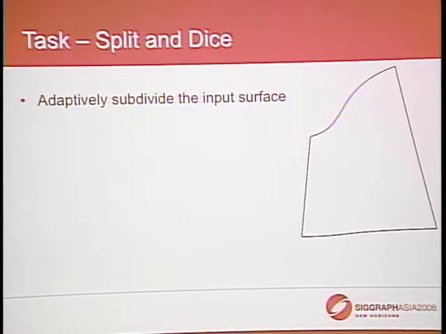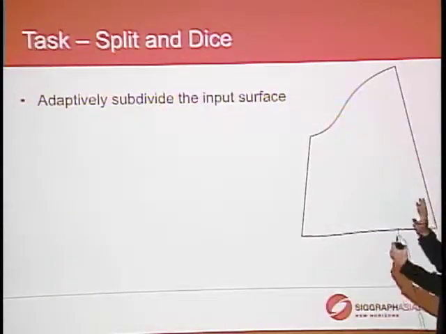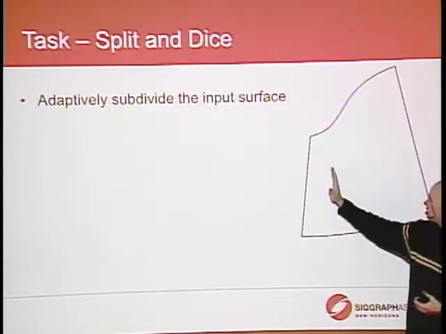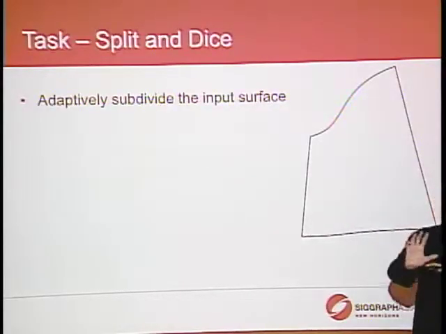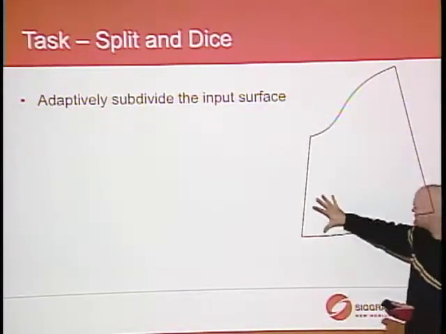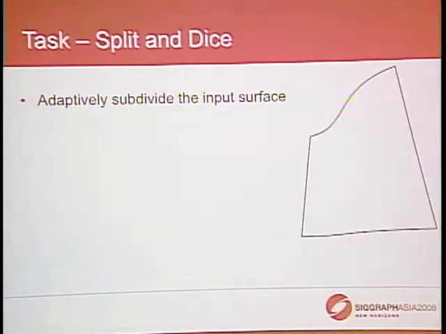The problem is, let's say this part is much closer to you and this part is much farther away from you. We'd want to subdivide this part very finely because it's close to you, but this part we don't want to subdivide finely at all because it's far away. We actually want to do adaptive subdivision here. We want to subdivide only as much as we have to, and it might be that we take parts of this surface and subdivide them more finely than other parts.